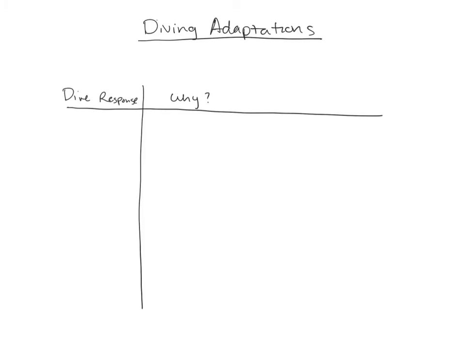All right, so I'm going to go over some of these diving responses and answer why. So the first is the reduced heart rate. Okay, well, why would you want a reduced heart rate? Well, if you're going down and you're not going to breathe, that means you're going to be running out of oxygen. So if you can slow down your metabolism, you can use less oxygen. And one of the ways to do that is to reduce your heart rate.